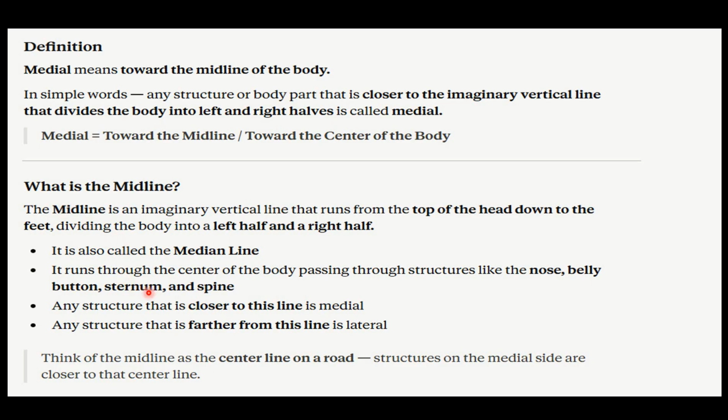It runs through the center of the body, passing through structures like the nose, belly button, sternum and spine. Any structure that is closer to this line is called medial, and any structure that is farther from this line is lateral. You can think of the midline as the center line on a road; structures on the midline side are closer to the center line. Clear? So definition-wise I think we are good, like what is medial.